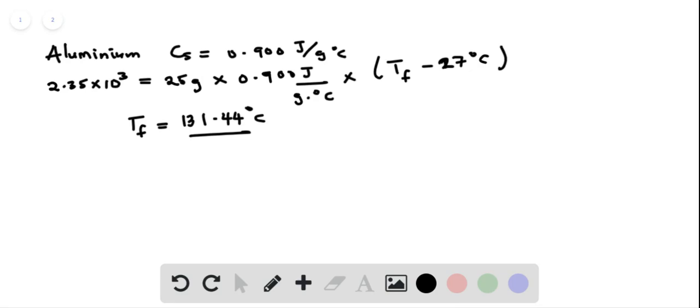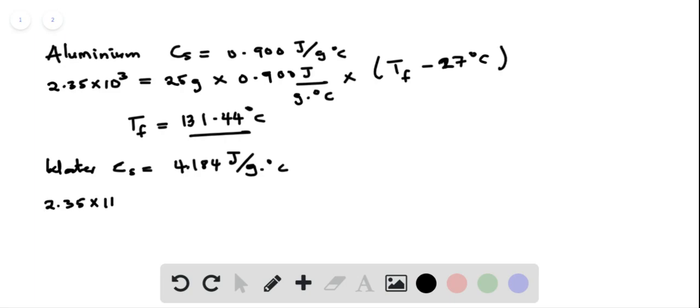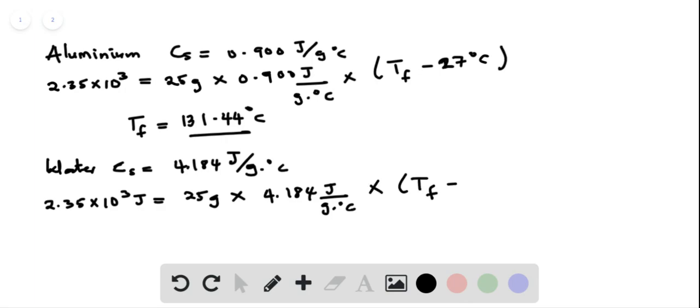And the last one, which is water, the specific heat capacity of water is 4.184 joules per gram degrees Celsius. So this is 2.35 times 10 to the power 3 joules equals 25 grams multiplied by 4.184 joules per gram degrees Celsius multiplied by the final temperature minus 27 degrees Celsius. And therefore, the final temperature in this case should be 49.476 degrees Celsius. And that is it.